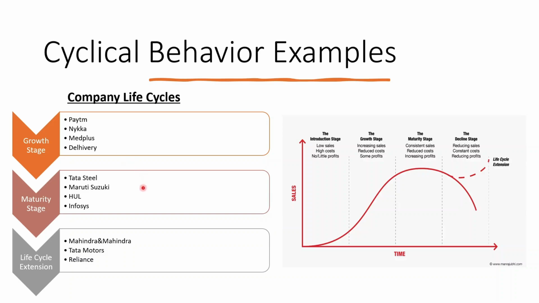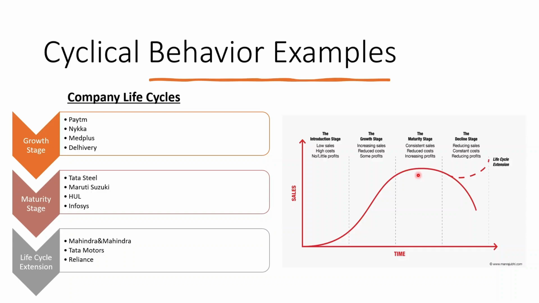Then we have mature businesses such as Tata Steel, Maruti, Hindustan Unilever, Infosys. These have been around for over a decade or more, and these businesses are still growing, but the rate of growth is much slower as compared to the growth stage companies. Such companies tend to be highly profitable, which is typical of the maturity stage companies, and they have no debt, and they are cash rich.